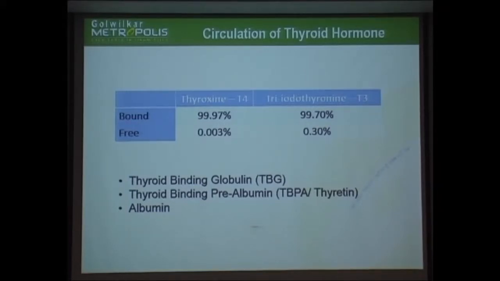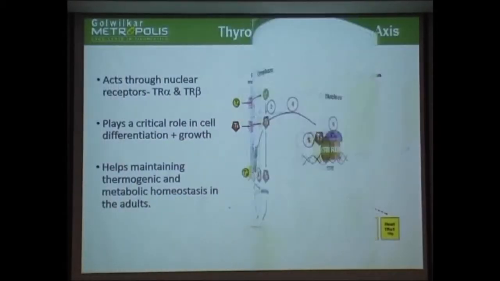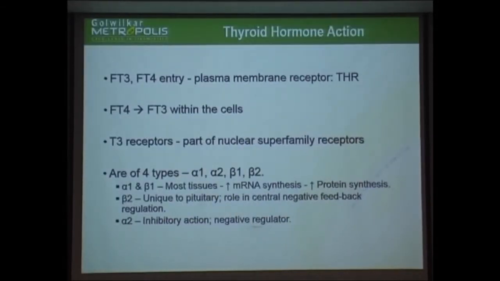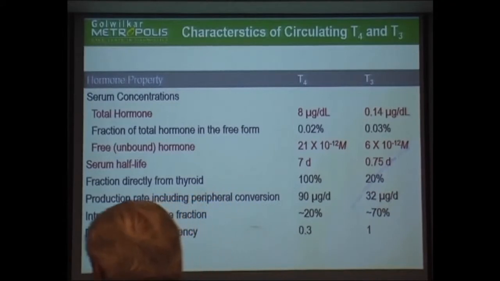99.97% of T4 and 99.7% of T3 hormone are bound to plasma protein, predominantly thyroid binding globulin, as mentioned by Dr. Phadke. So, this table briefs the same thing about T3 and T4, that T4 is predominantly the hormone secreted by the thyroid, whereas the peripheral conversion is involved in making T3 available, which is more active or more potent than T4, which is again mentioned here.